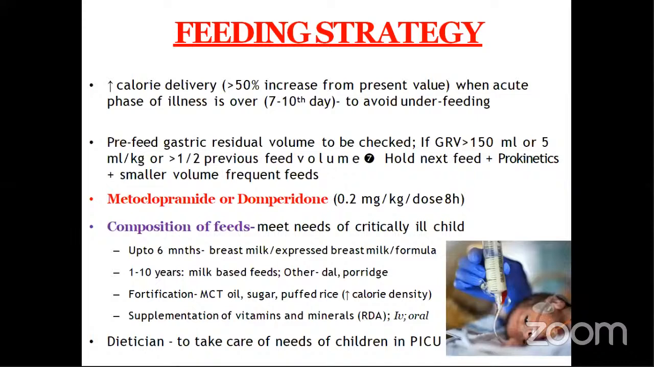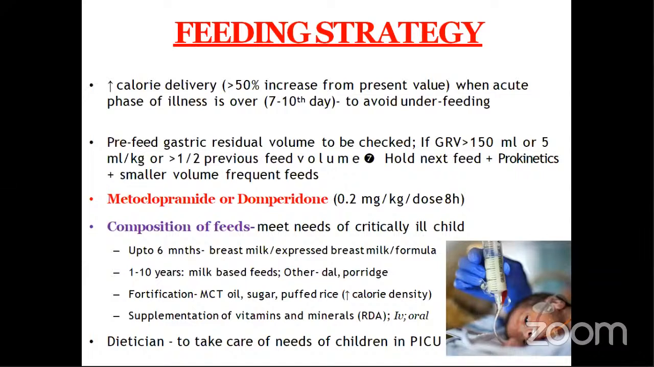If required, prokinetics like metoclopramide or domperidone in a dose of 0.2 milligram per kg per dose can be given. Even if after giving medications the patient doesn't respond, we can resort to smaller volume frequent feeds. That is, if I am giving 20 ml 4 hourly, I can give 10 ml 2 hourly feeds or 5 ml hourly feeds. What should be the composition of the feeds?